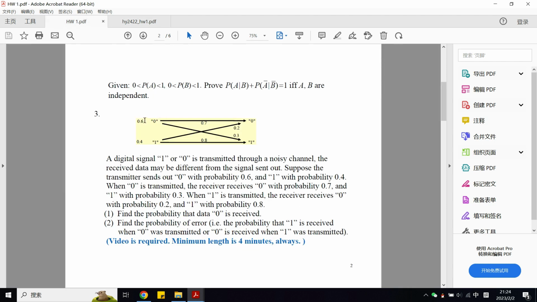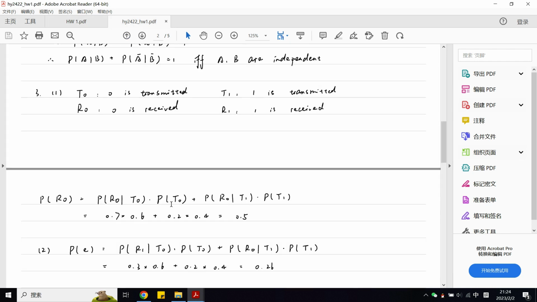0 is received. So firstly, we need to find the probability that 0 is transmitted and 1 is transmitted. From this figure, we can see that when 0 is transmitted, the probability of that event is 0.6, and when 1 is transmitted, the probability is 0.4. So at this part, there will be 0.6 and 0.4.